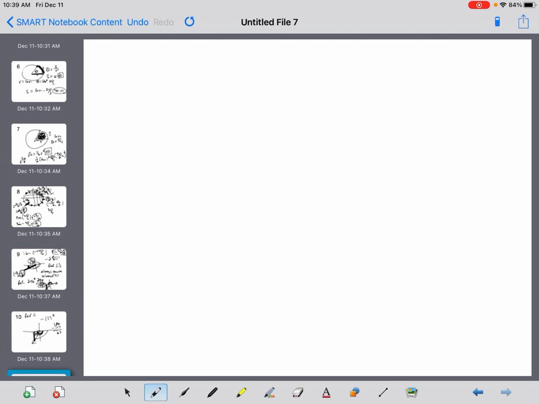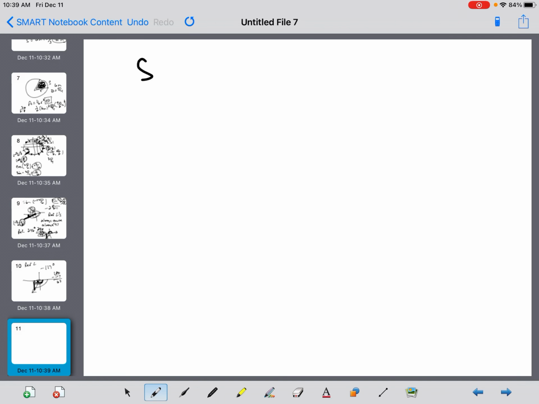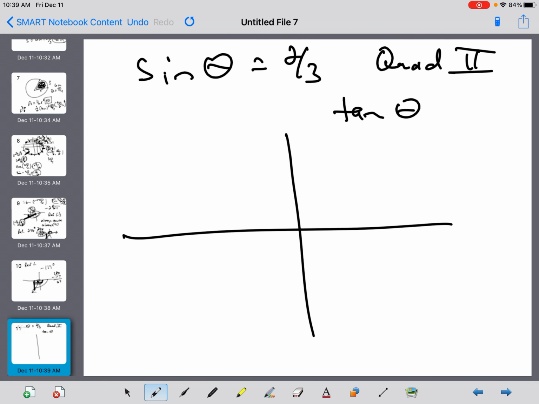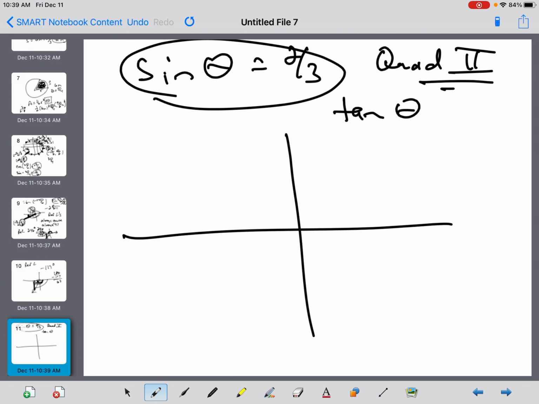Okay, then the last thing on this, anytime you're given a trig function, let's say you're given sine theta equals 2/3 and you're in quadrant 2. They want you to find the tangent. So we're going to draw pictures. Every time we're given a trig function, we're going to draw a picture. We just got to know where to draw it. So a reference triangle in quadrant 2 is going to look like this. Now you drop this down to the x-axis. Here's your theta, always from the positive side of the x-axis.